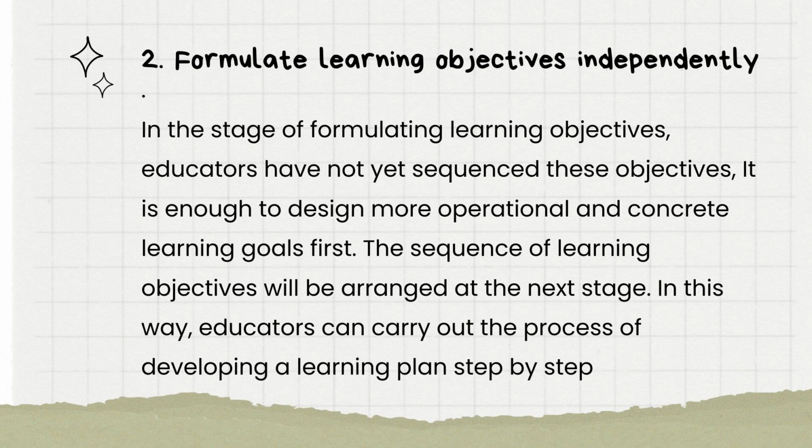Number 2, formulate learning objectives independently. In this stage of formulating learning objectives, educators have not yet sequenced the objectives. It is enough to design more operational and concrete learning goals first. The sequence of learning objectives will be arranged at the next stage. In this way, educators can carry out the process of developing a learning plan step by step.